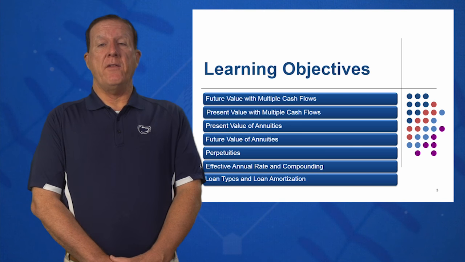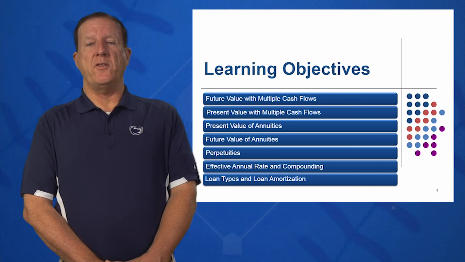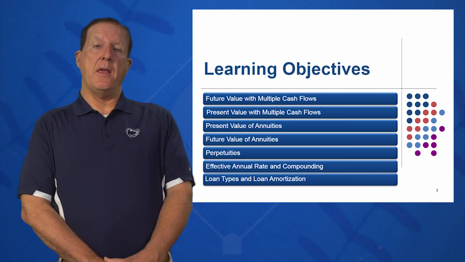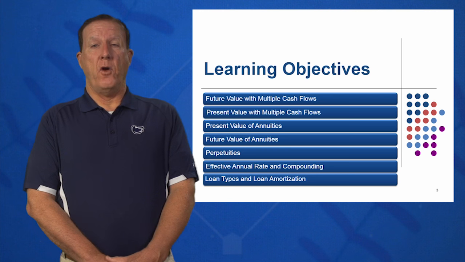We're going to give you a formula and play that game, Who Wants to Be a Millionaire. The fifth learning objective is perpetuities. What about an annuity that goes on forever? How do we calculate the present value of it today? PV, we remember from session five, means today. PV equals today.